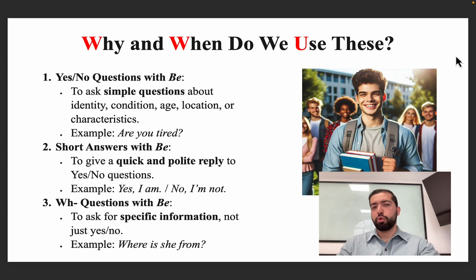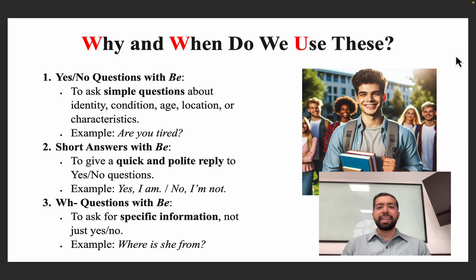For the yes/no questions with to be, when you want to ask simple questions about identity, who a person is, condition, maybe how a person feels, age, how old a person is, location or place, or even characteristics of a person, for example, personality type, so on and so forth. We have an example. Are you tired? In this example, we are using to be to ask questions, and we asked about the condition of a person. Are you tired or are you sharp?